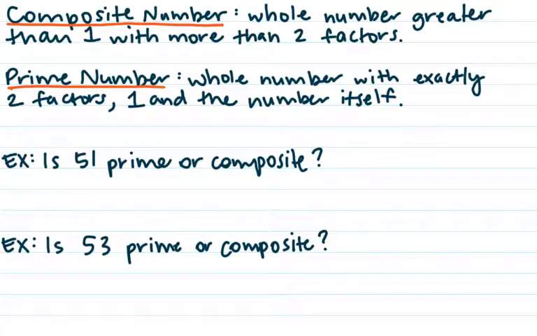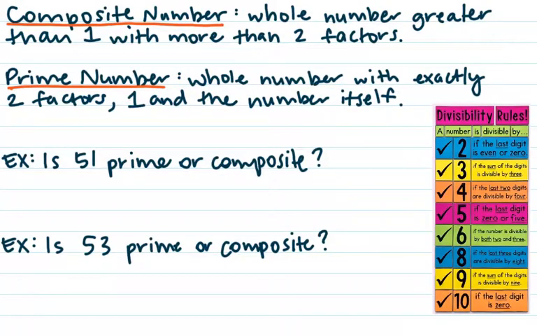A prime number is a whole number with exactly 2 factors, 1 and the number itself. So now we have 2 examples. Is 51 prime or composite? This is where it might be helpful to look at those divisibility rules. 51 is not divisible by 2. The last digit isn't even or it's 0. Is it divisible by 3? Well, if the sum of the digits is divisible by 3. So we have 5 plus 1 equals 6. 6 is divisible by 3, so that means that 51 is divisible by 3. Because it's divisible by 3, that makes this number composite.